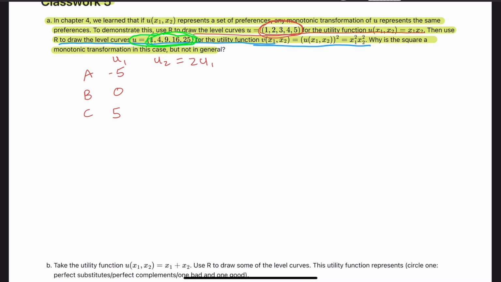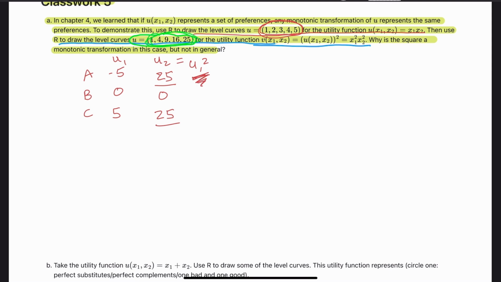Let's just take 2 times U1. That would be -10, 0, and 10. It preserves the same ordering of the bundles. In this case, take U2 being U1 squared. Then we'd get 25, 0, and 25. So in general, the square function is not a monotonic transformation because it doesn't preserve the same order. Now we like A and B the same amount, A and C the same amount and B less. So in general, the square is not a monotonic transformation.